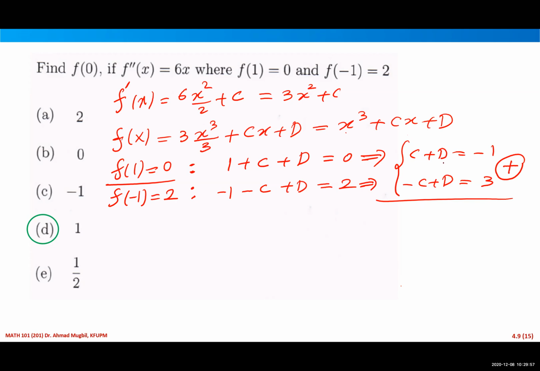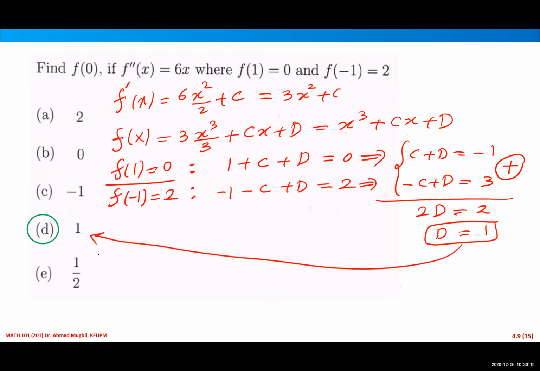C plus negative c will be 0. D plus d will be 2d, equals -1 plus 3, which will be 2. This means that d equals 1. So we have the first value. Now you can say yes, there is no need to find c. But of course you can find c from the first equation.